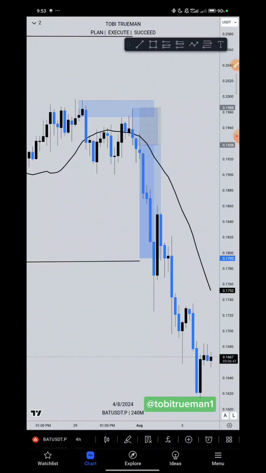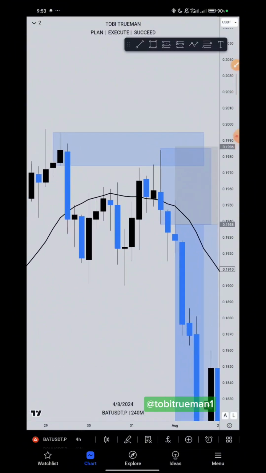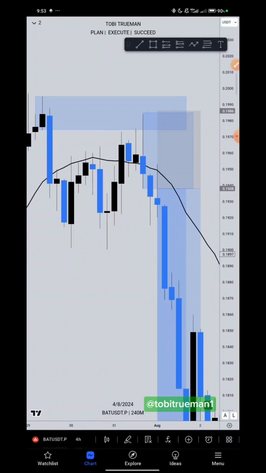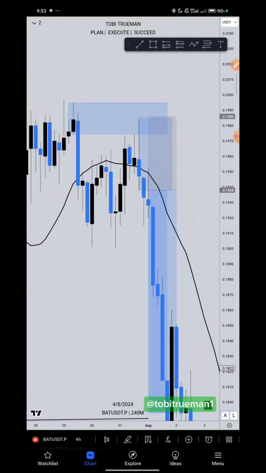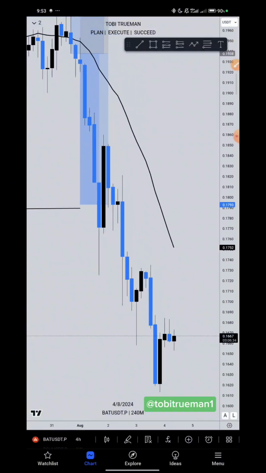So all you have to do is to practice this. Look at your chart, go and mark it out on your 4-hour time frame or any time frame that you like. Mark them out and you'll begin to see what price is saying. Then you can trade confidently and be profitable.